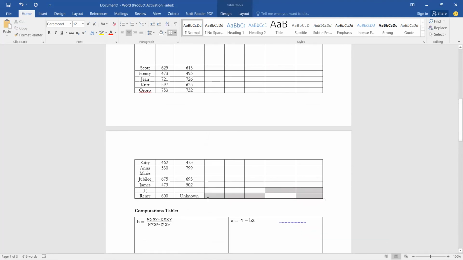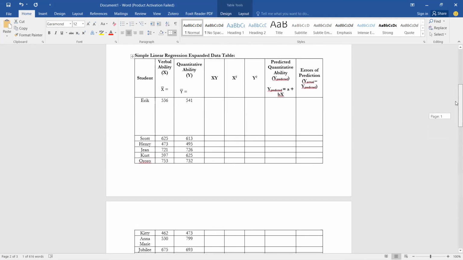we have an additional student, Remy, who has taken the verbal exam but has not yet taken the math exam. So we're trying to predict his score on quantitative ability using only our knowledge of his score on verbal ability. So let's fill out this table.